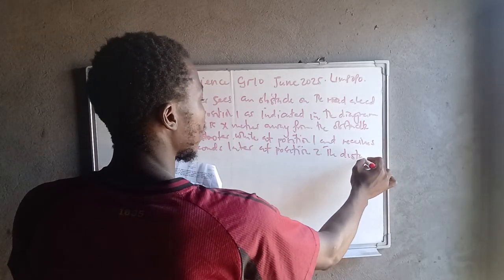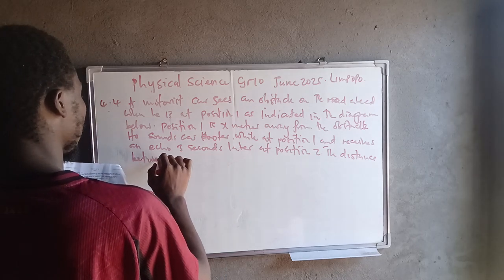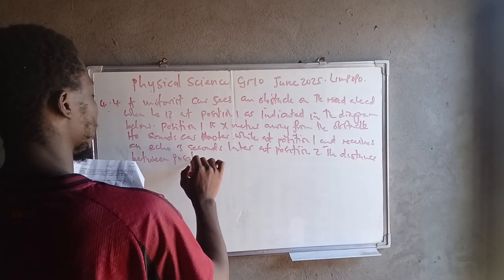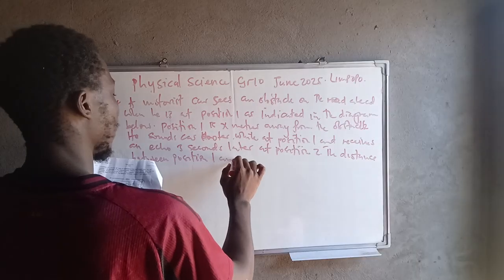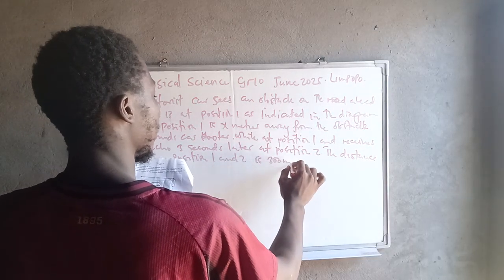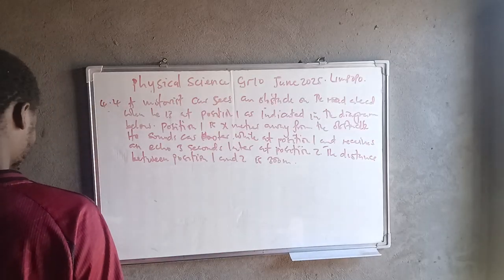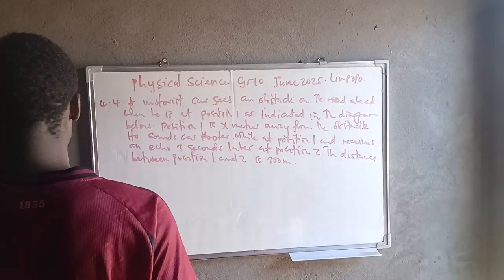The distance between position 1 and 2 is 300 meters, right? The distance between position 1 and 2 is 300 meters.